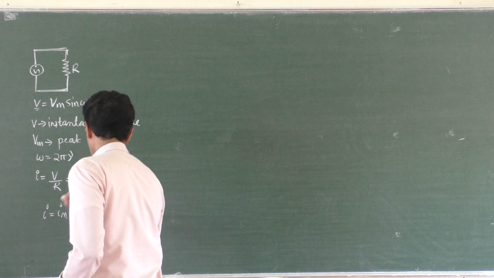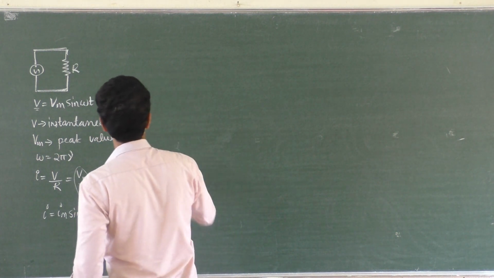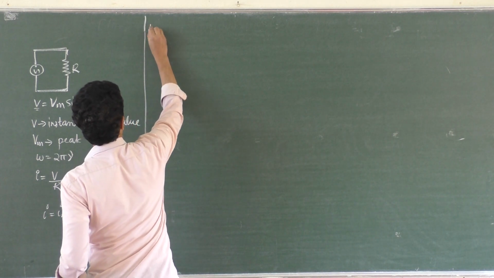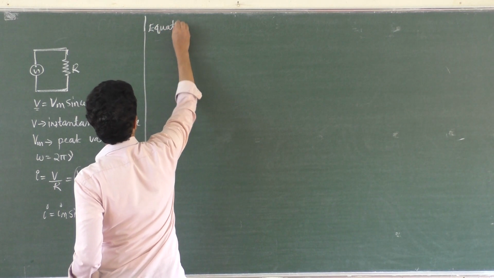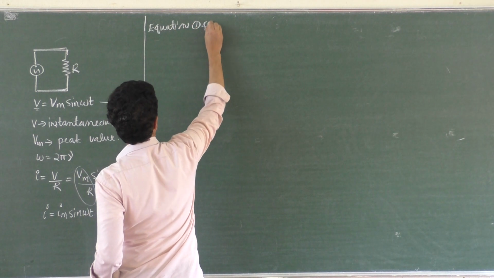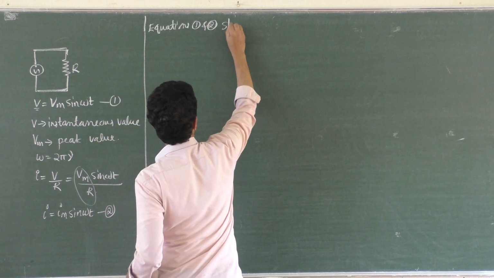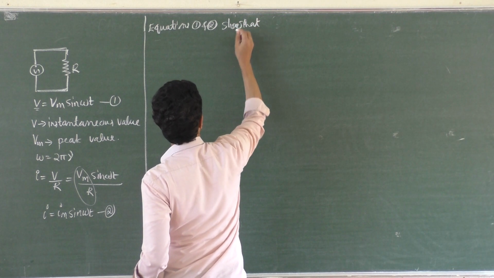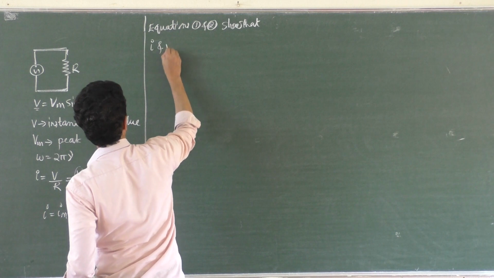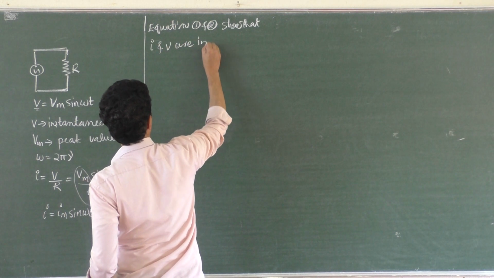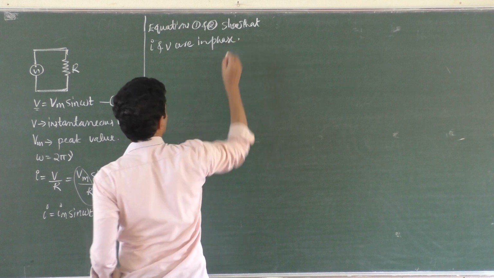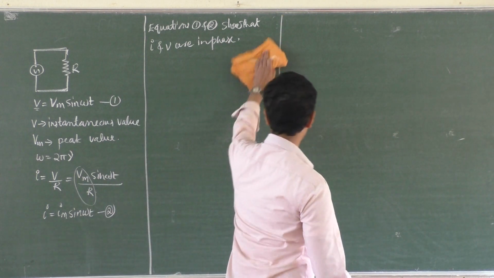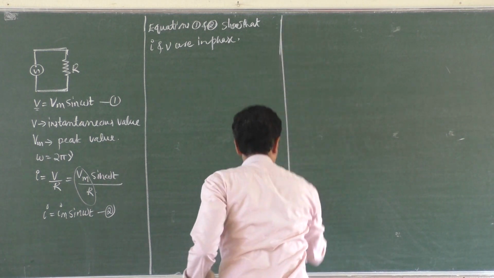This is equation 2. Equations 1 and 2 show that I and V are in phase. So how do you show this graphically, in terms of a Phasor diagram and wave diagram? You have to show it.